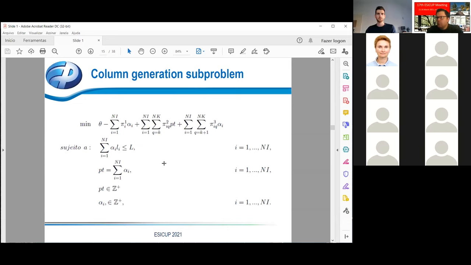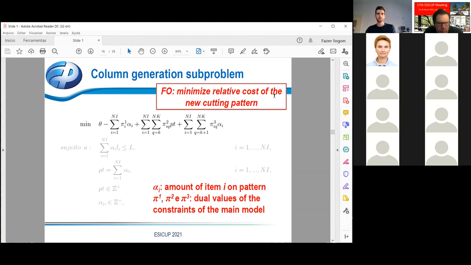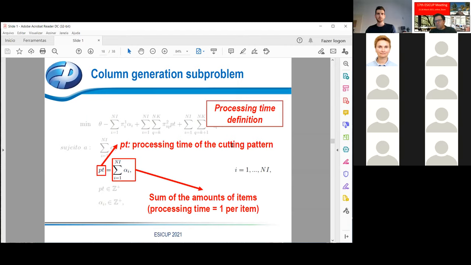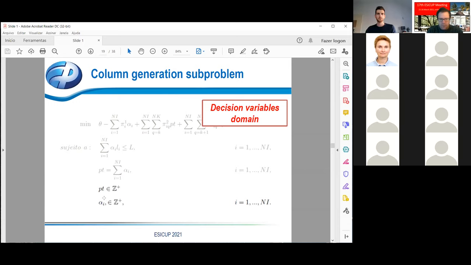This is the column generation subproblem. We have the minimizing of the relative cost of the new cutting pattern. And here we have three terms because the columns are used in three of the constraints. We have the knapsack constraint that must respect the size of the object. And then we have the definition of the processing time of that cutting pattern, which is defined by the sum of the amounts of items. Here we have an assumption that the processing time is unitary for all the items because it's coherent with a saw cutting process. The decision variables domain is integer.